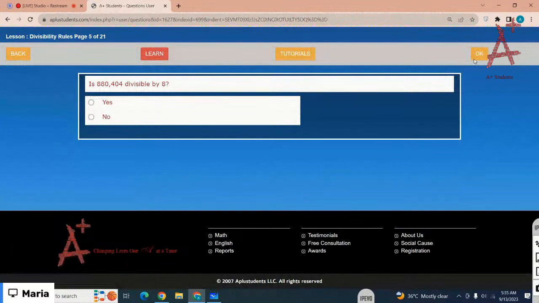Is 880,404 divisible by 8? You can apply the divisibility rule here. Double the last number. No, for the divisibility rule for 8, the last three digits must be divisible by 8. Just see if 404 is divisible by 8. 8 times 5 is 40, then you have to put a decimal. That means no, 880,404 is not divisible by 8, right? The correct option is no.